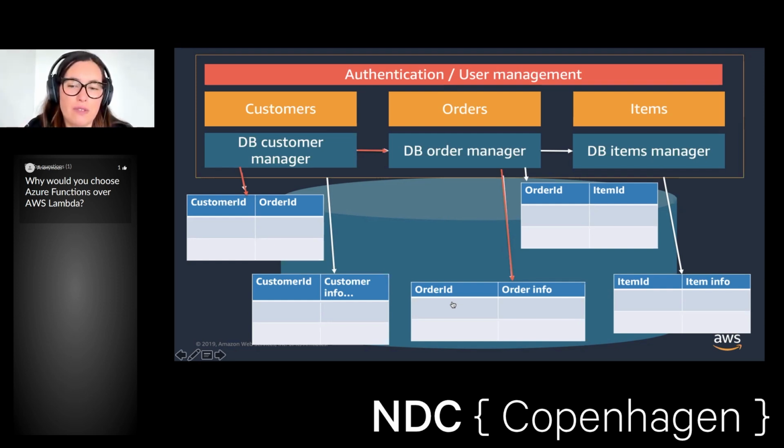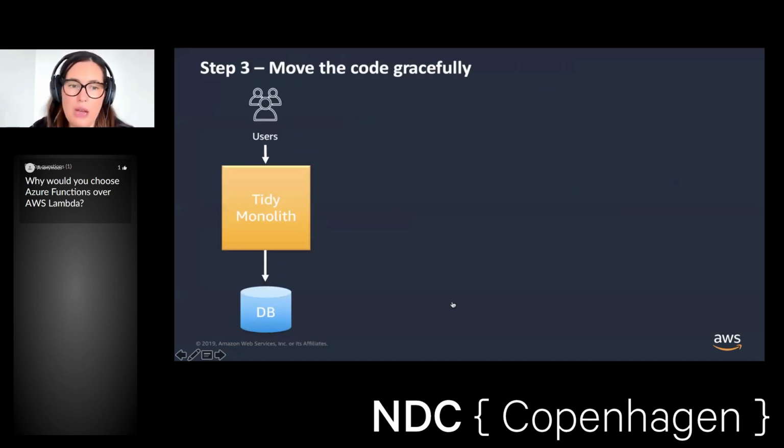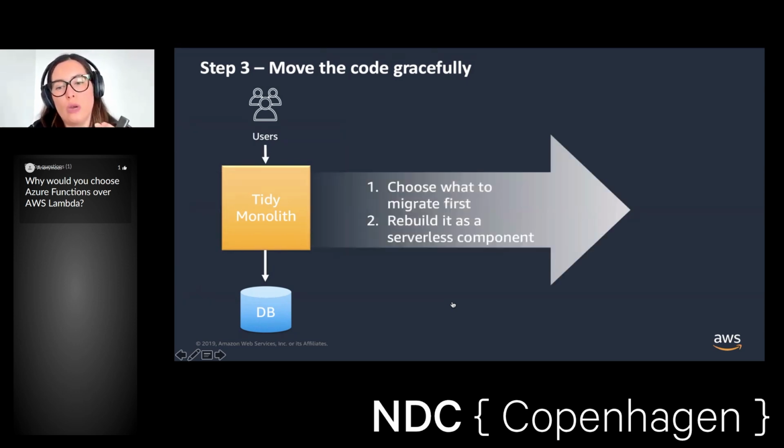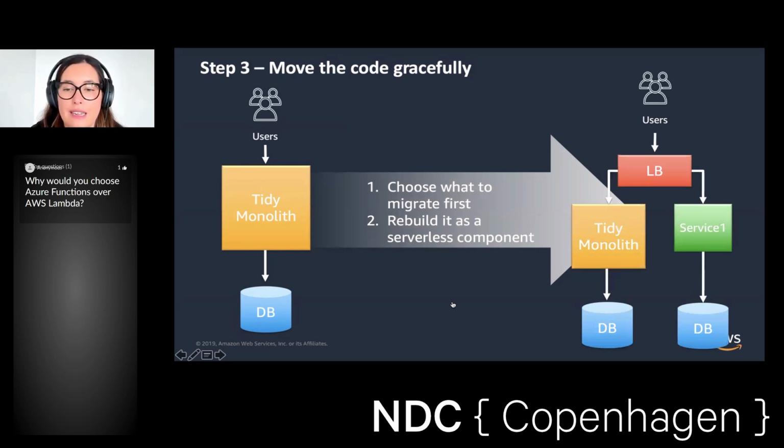So this is something that you will need to do, but it will help you a lot in your next steps. So now we have a tidy monolith and it's kind of ready for the migration. The next step is to choose what you want to migrate first. And then we will rebuild that bit that you decide into a serverless component, and you will end up with something that looks very nice like this.